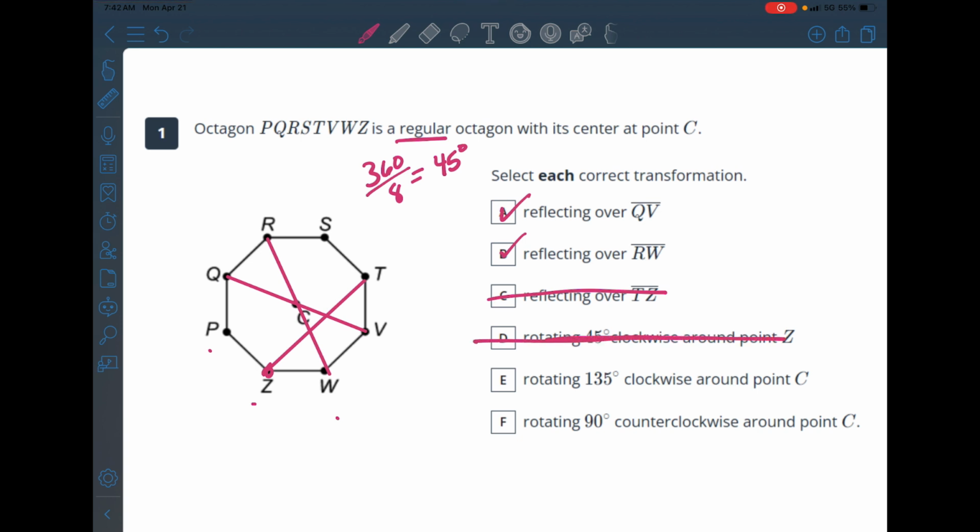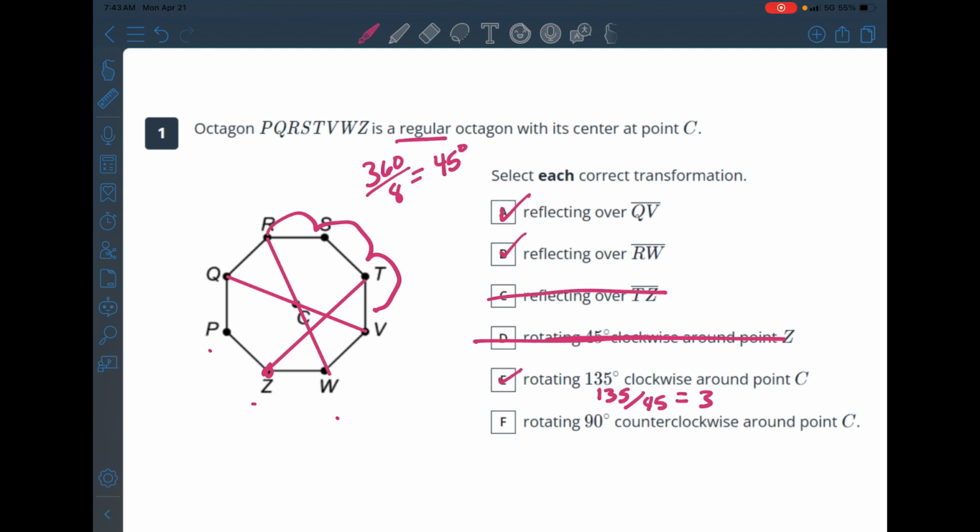All right, rotating 135 degrees clockwise around point C. Well, we already said 45 degrees, so what we would need to do is take our calculator and divide it by 45 to see if it comes out to be a whole number. If it came out with a decimal, it wouldn't work. But this one actually comes out to be 3. So yes, this totally works. R would end up 1, 2, 3 over there where V is.